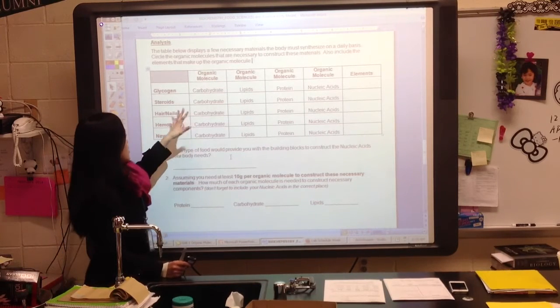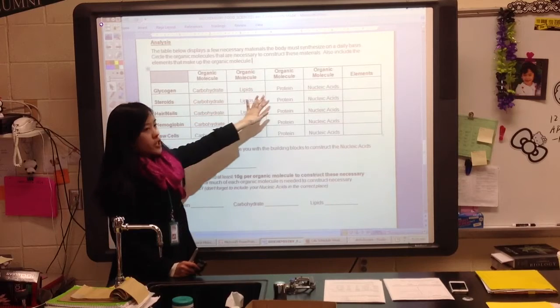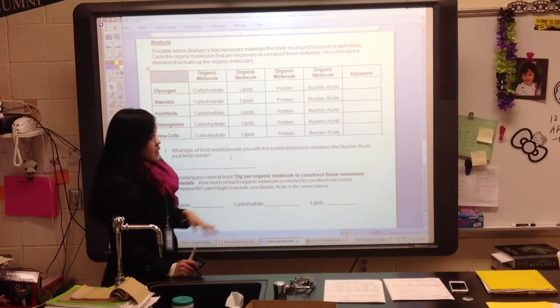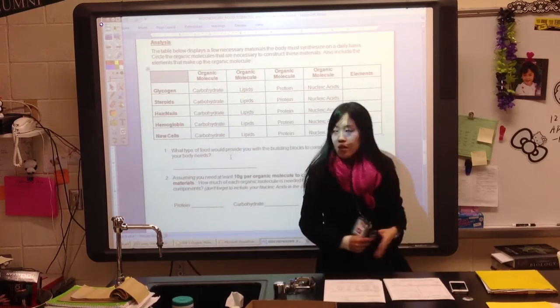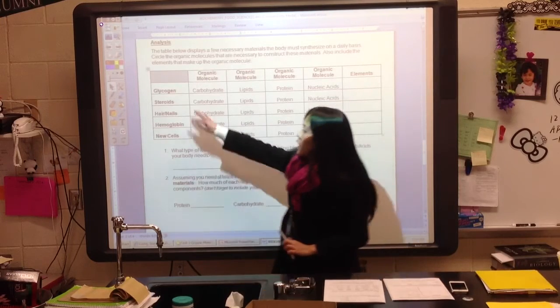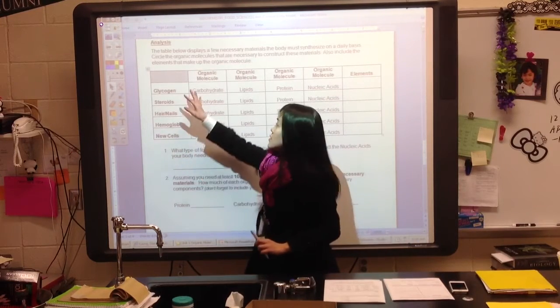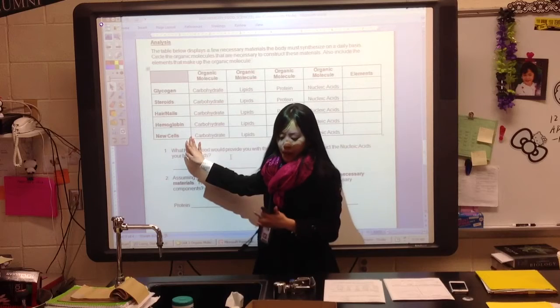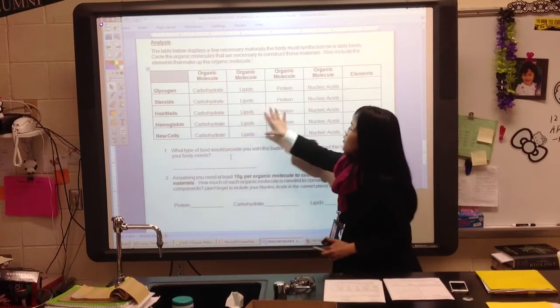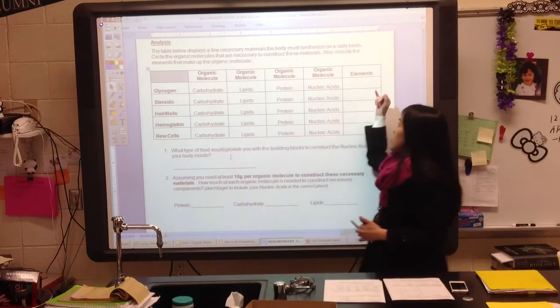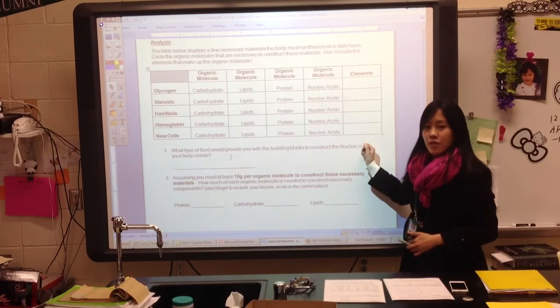And once you're done determining if it's a carbohydrate or a lipid, then you want to write down the elements that we need. So this one, you'll want to look up these materials, these molecules that your body makes, and then you'll want to decide the organic molecules. Then use your notes to write down what elements are found there.